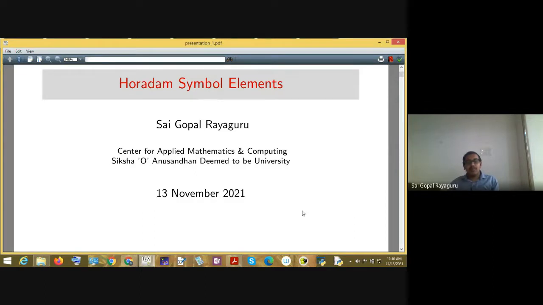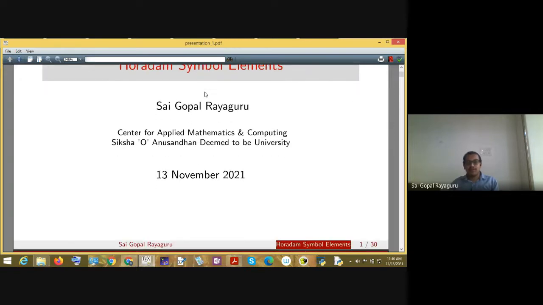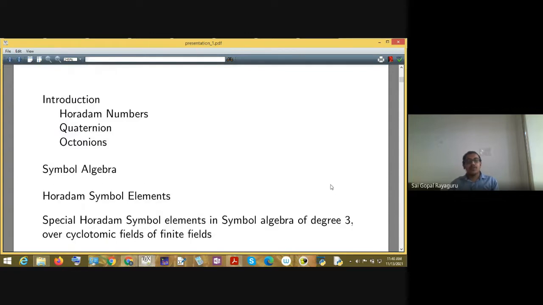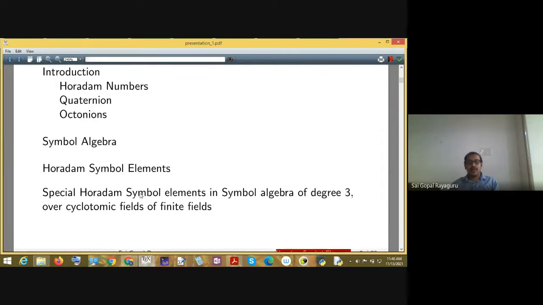So today I'm going to discuss some Horadam symbol elements. The main two things to be discussed here are the Horadam numbers, and the second one is the symbol elements. So this is my outline. I will start by introducing Horadam numbers and quaternions, octonions, then symbol algebra, and then next the Horadam symbol element and some of its properties.